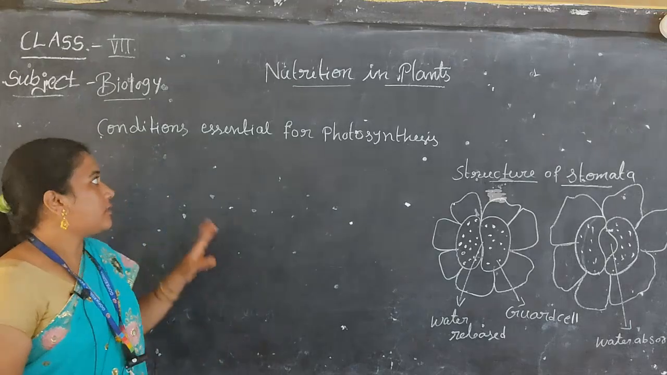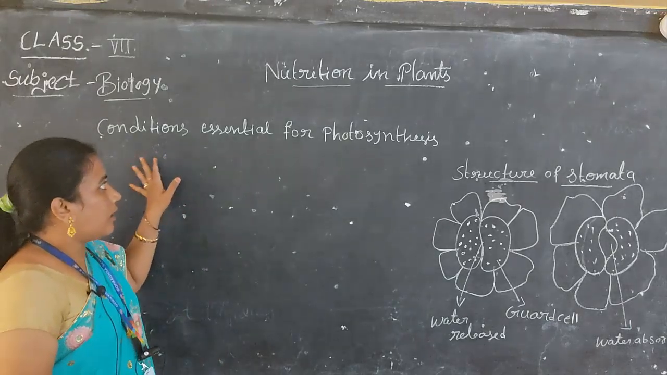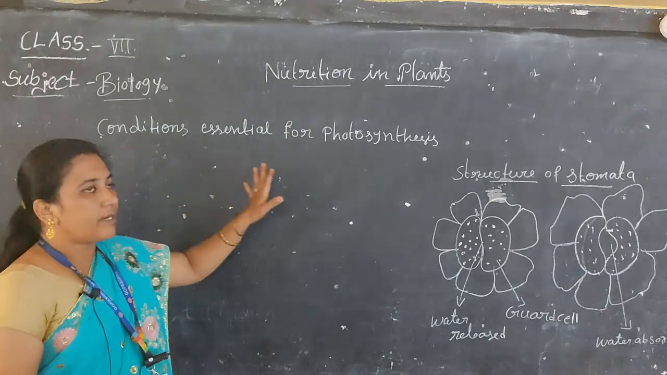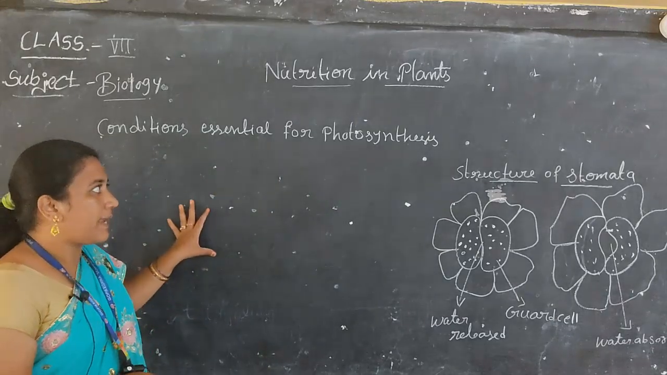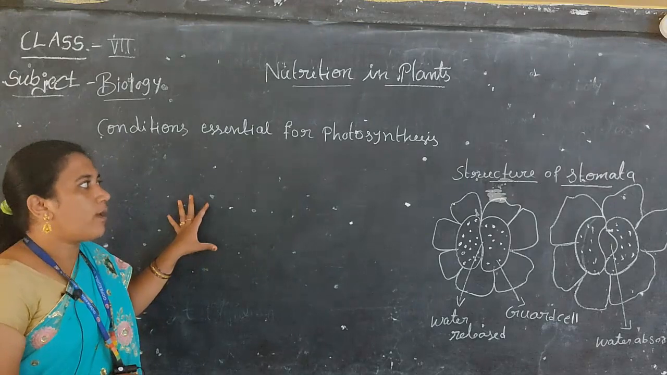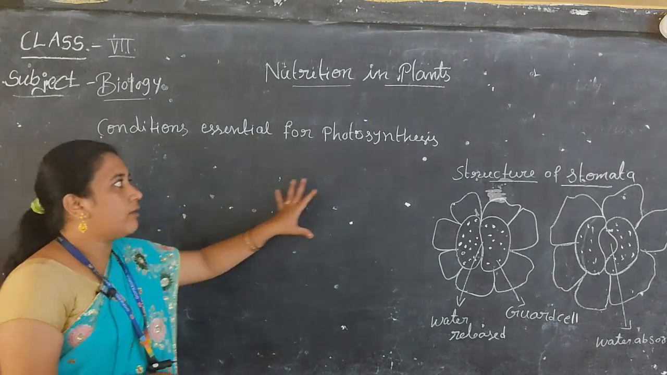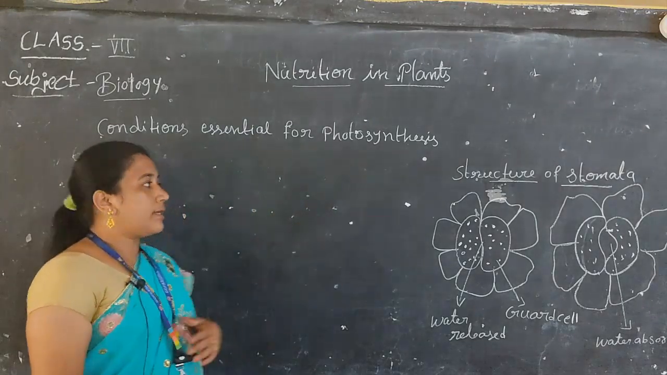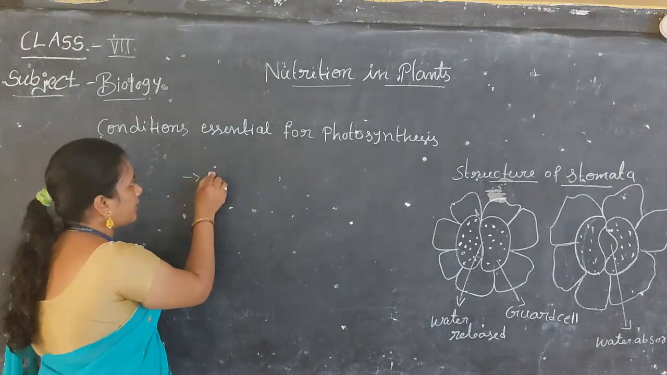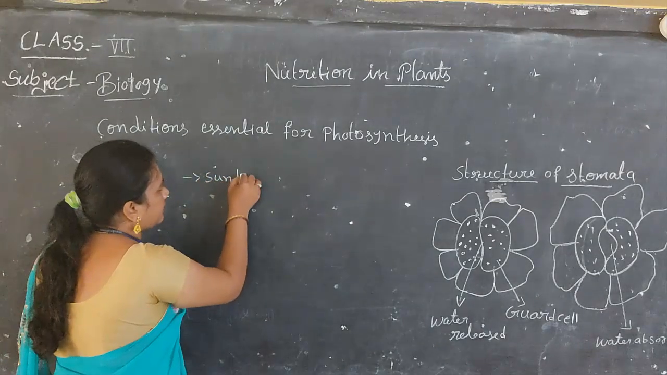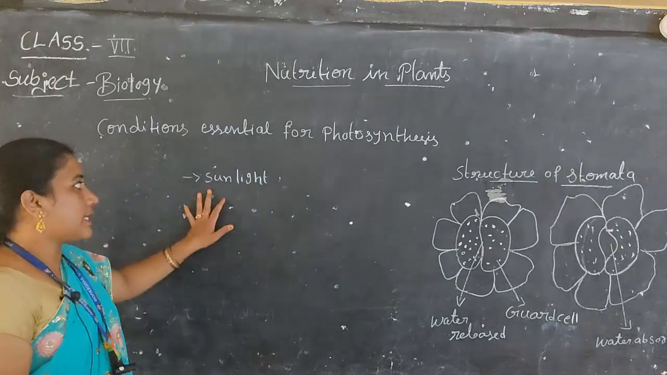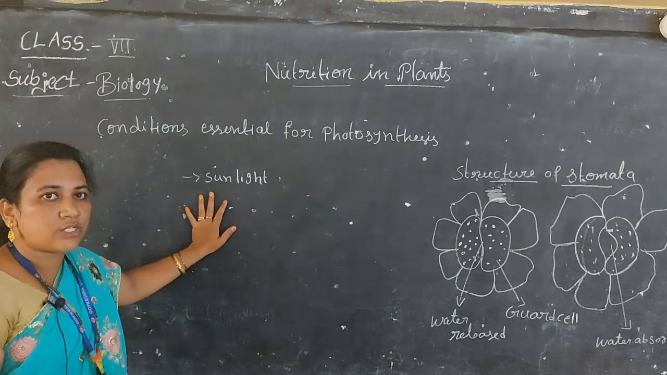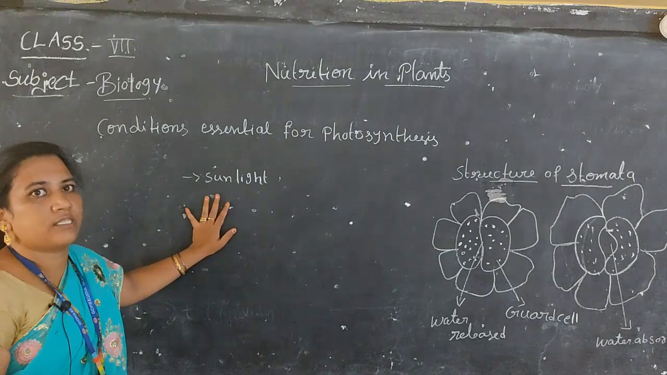What are the essential conditions for photosynthesis? So what do we require? Plants are required for photosynthesis. What is the first essential component? That is sunlight. Yes or no? In the previous class we discussed this. So sunlight is a very important essential component of photosynthesis.